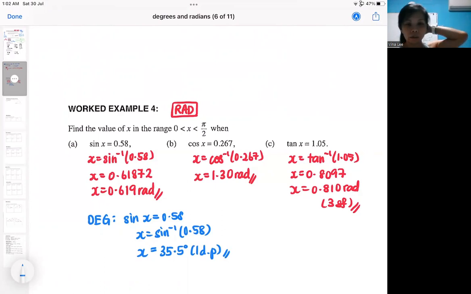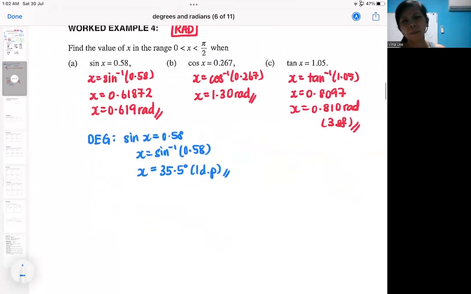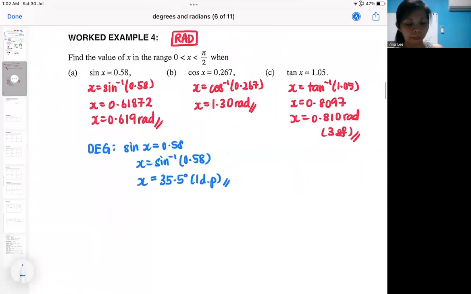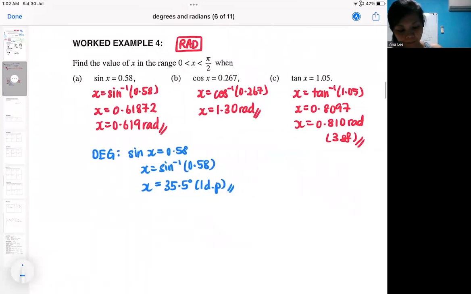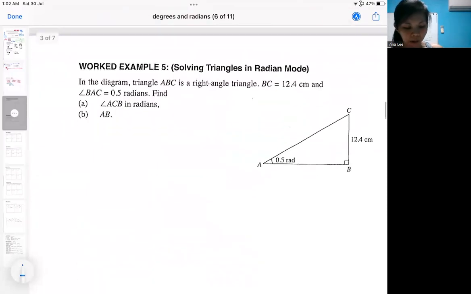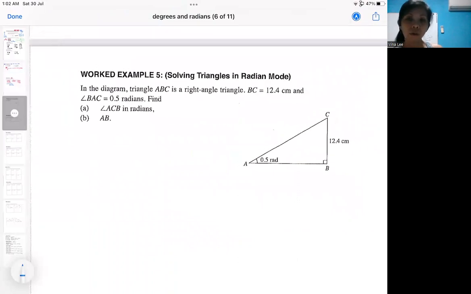There are some questions where they will trick you. The first part is in degree, the second part is in radian. That happens a lot of the time for A math, maybe not so much for E-math. That also brings us to the normal thing that we know. How do we do normal trigo? Here we're going to do normal trigo. How do you find angle ACB in radian? It's quite easy to ask.